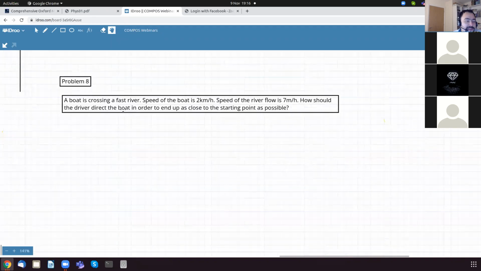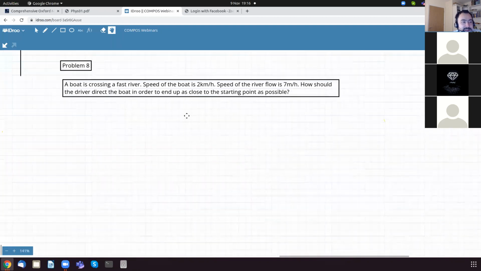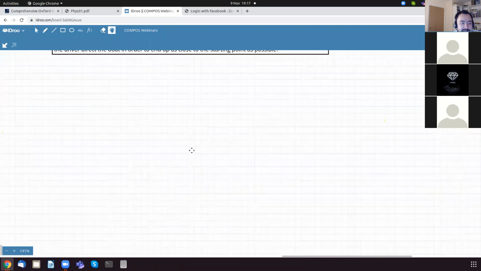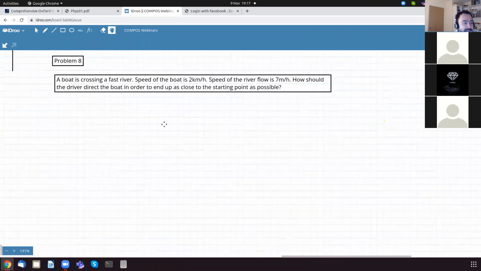So a boat is crossing a fast river. The speed of the boat is 2 kilometers per hour. The speed of the river is 7. How should the driver direct the boat in order to end up as close to the starting point as possible? We'll probably spend at least 15 minutes discussing this.